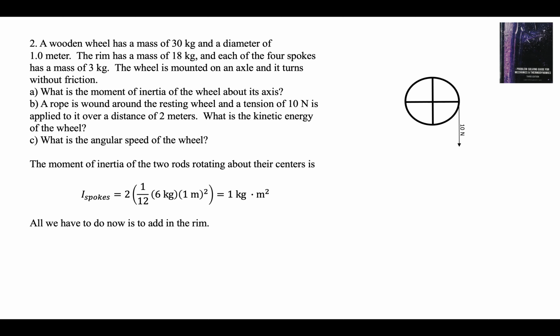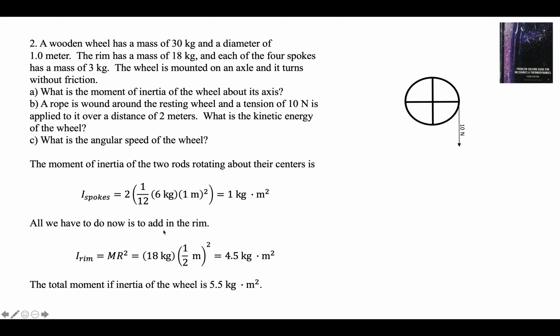Oh, wait a minute. Those are just the spokes. We've got to put the rim in. Now, the rim is all r away, so that's just mr squared. So mr squared, 18 kilograms times a half a meter squared, that's 4.5. The spokes are only 1. So the total is 5.5 kilogram meters squared, and that's the answer to part A.